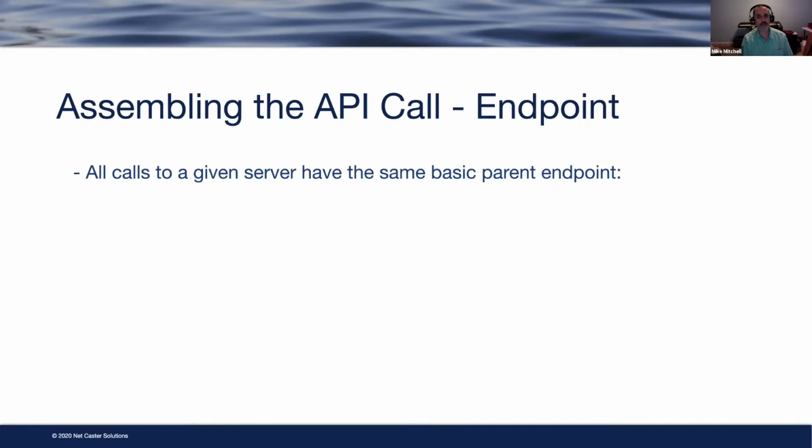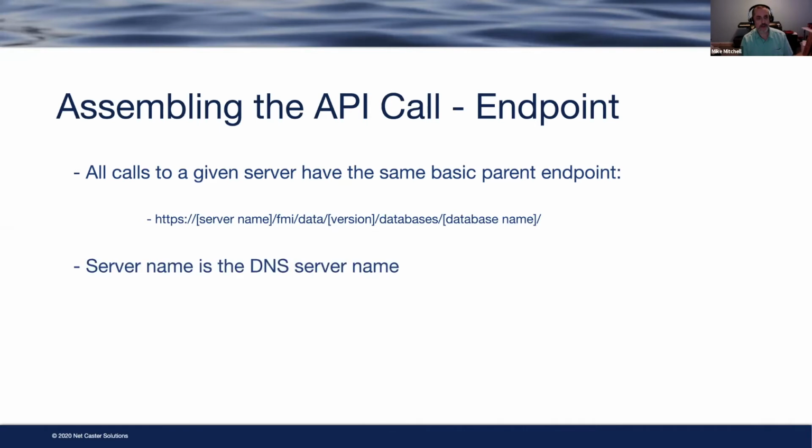Okay, the endpoint. All calls to a given FileMaker server using the Data API have the same basic parent endpoint, which is HTTPS. Remember, we're using secure HTTP. The server name, which would be the DNS server name, /fmi/data/version/databases/database name. All right, the server name is the DNS server name, like I mentioned. The version can either be v1 or vLatest.